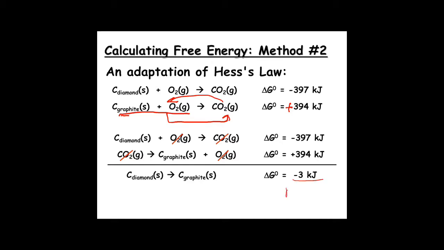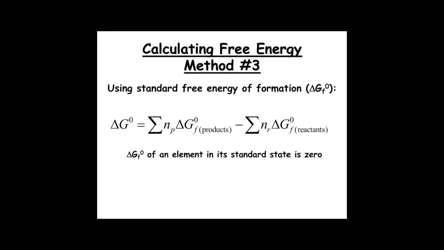The third method of calculating this is to use the standard delta G of formation found on a chart. It's the sum of the products minus the sum of the reactants, which gives the delta G of the reaction.